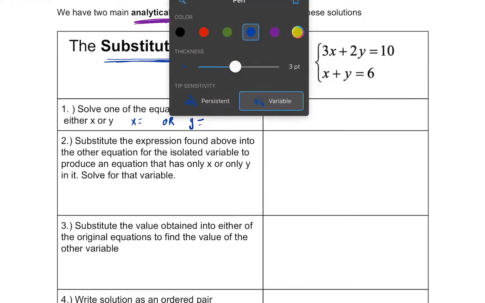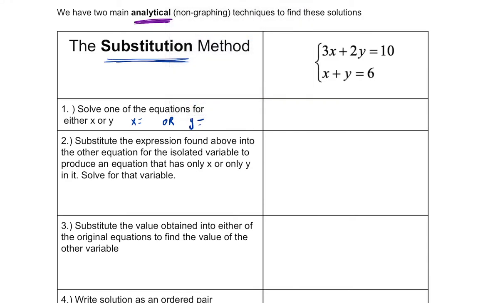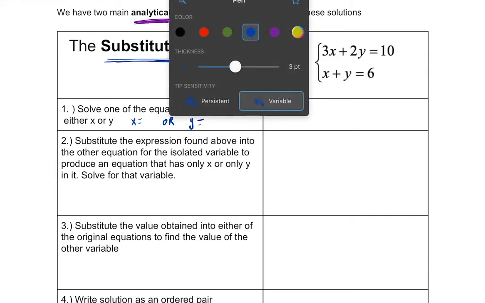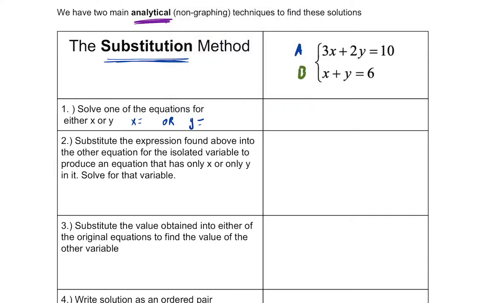So I'm going to label these so we can start talking about these. I've got equation A, I've got equation B, and what I'm going to do is take equation B and rewrite it by subtracting x from both sides. I'm going to call that equation C. y is equal to 6 minus x, which is still a true statement. If x plus y is 6, then y is 6 minus x.